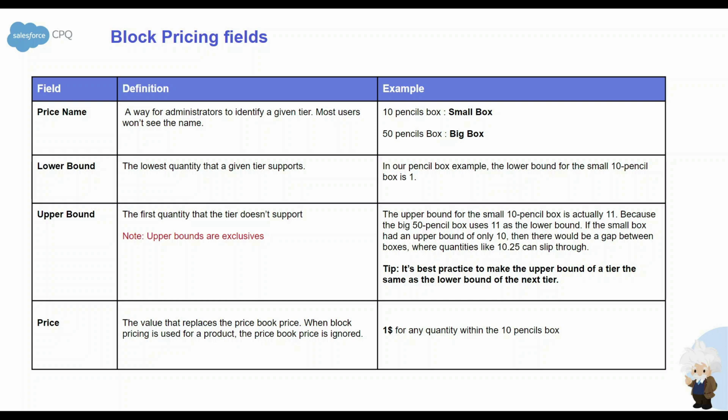When block pricing is used for a product, the price book price will be ignored. For instance, for our small box, $1 is going to be the price for any quantity within the 10 pencils box. That's it for this lecture, and in the next one, we will learn how to set up block pricing and do a use case together.